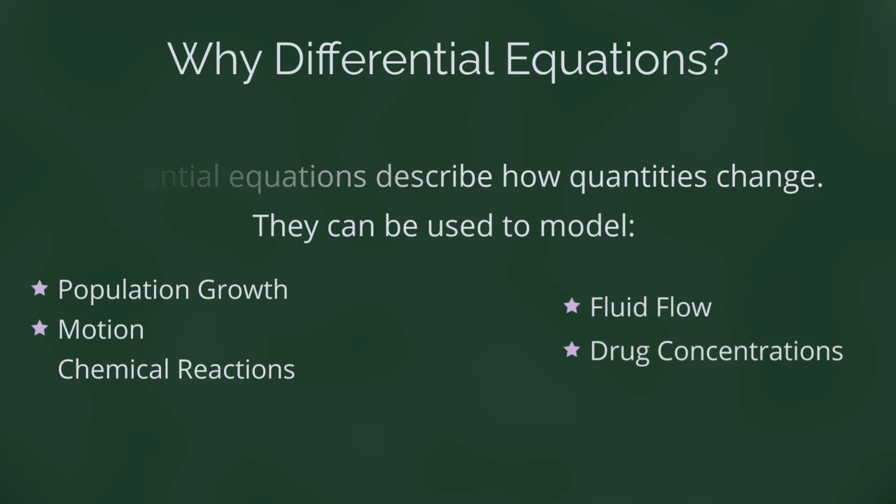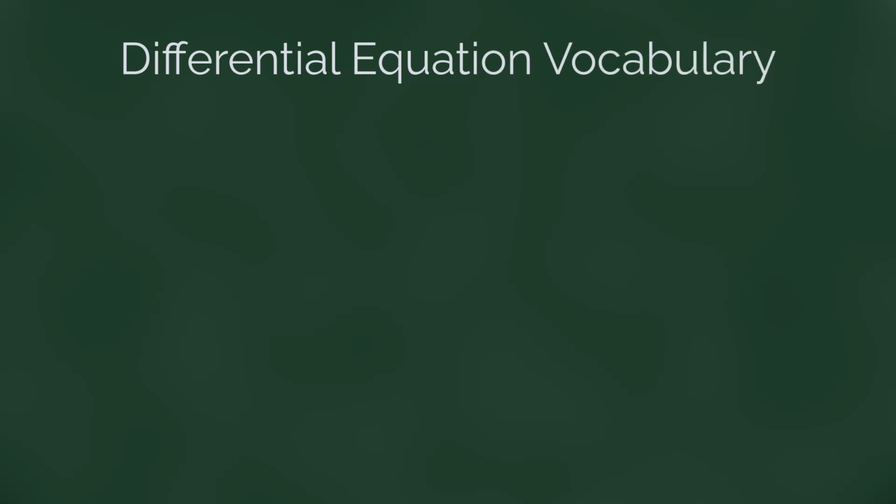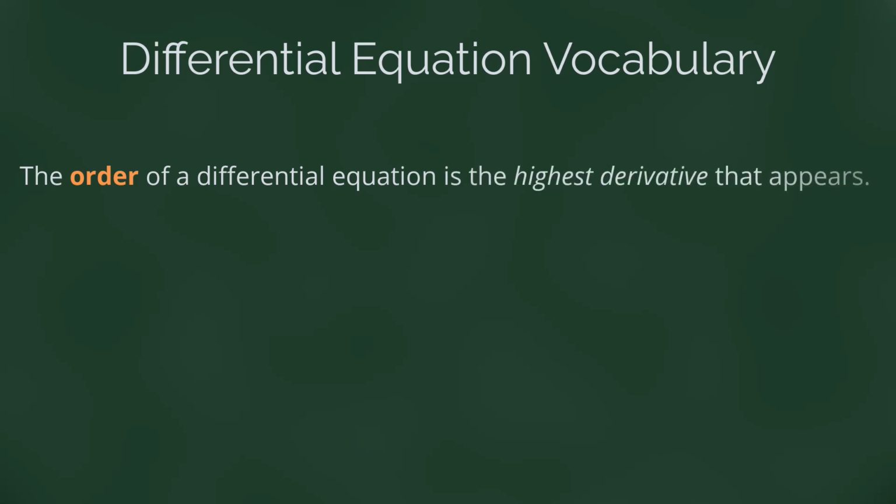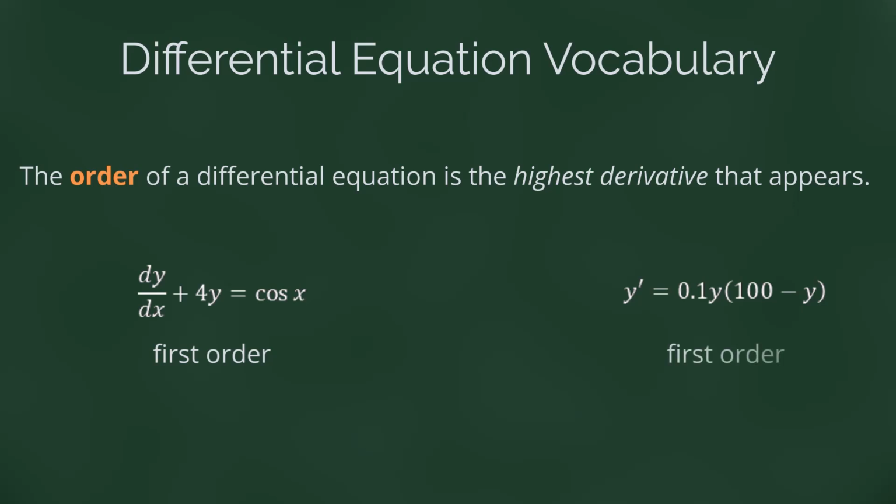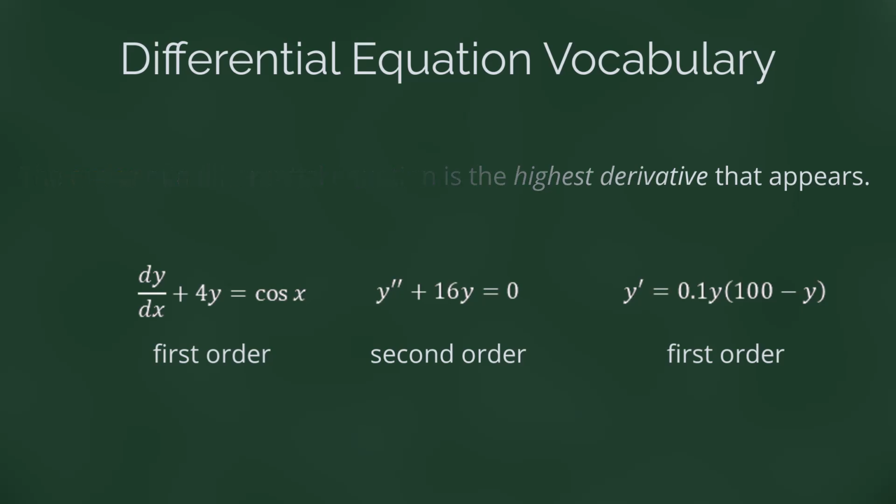Let's take a look at some important vocabulary related to these equations. We classify differential equations by their order. The order of a differential equation is the highest derivative that appears. So in our previous examples, dy/dx plus 4y equals cosine x is a first order differential equation. So is y prime equals 0.1y times (100 minus y). Only the first derivative of y appears in each of these. However, y double prime plus 16y equals 0 is a second order differential equation because the highest derivative appearing in it is the second derivative.